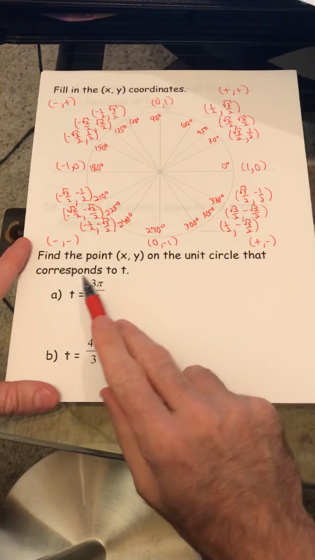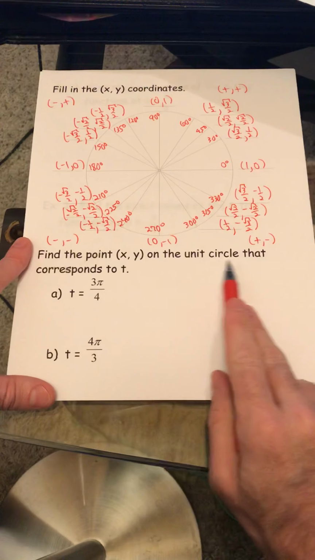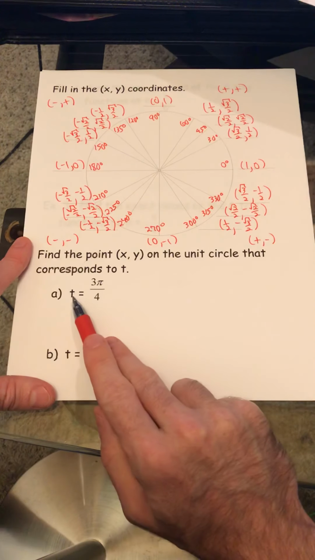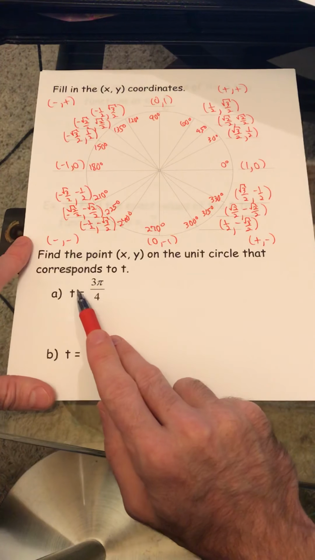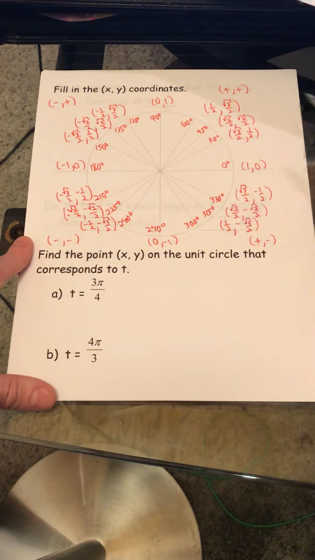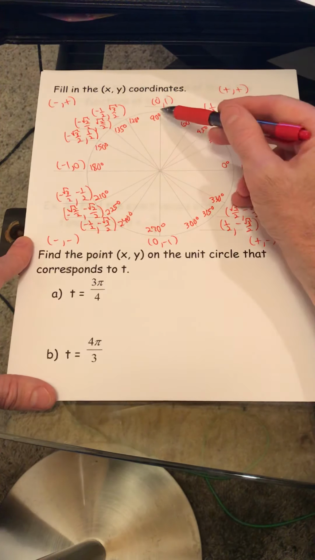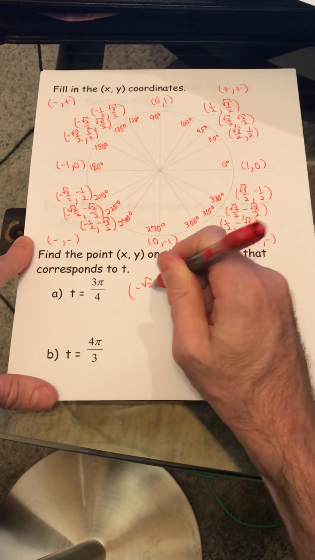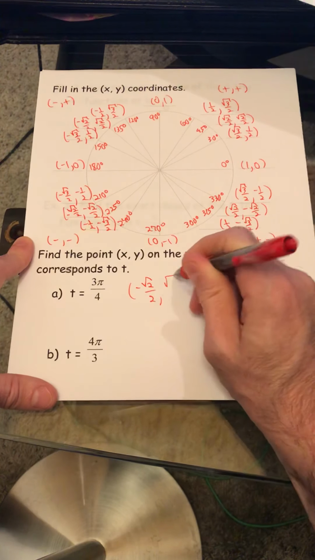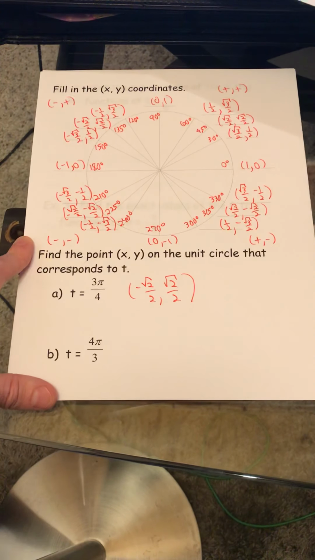Now, let's say they asked you to find the point x, y on the unit circle that corresponds to t. Well, t is 3 pi/4. Again, 1/4, 2/4, 3/4. So that's at 135 degrees. The ordered pair is negative radical 2/2, positive radical 2/2.